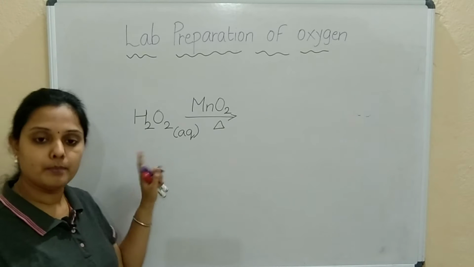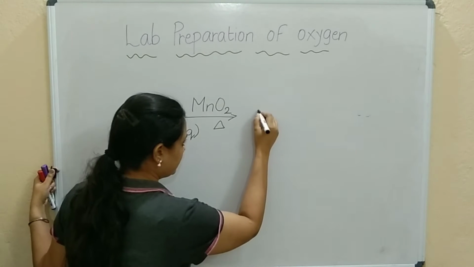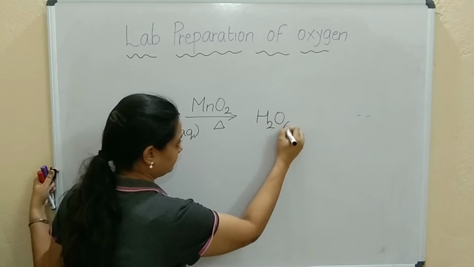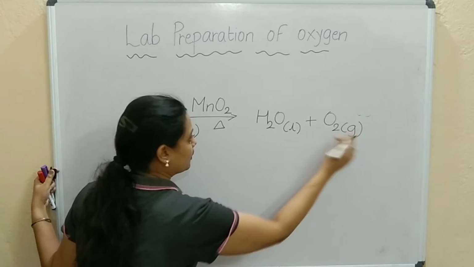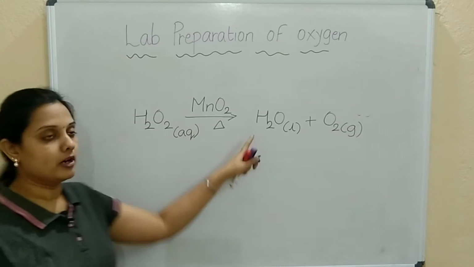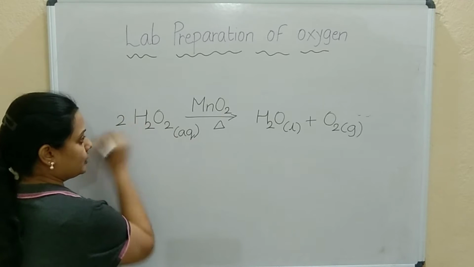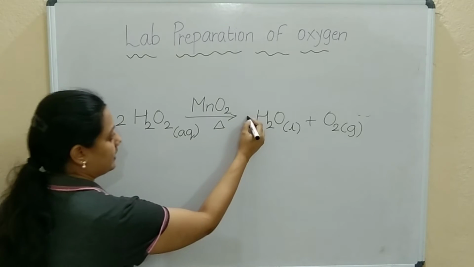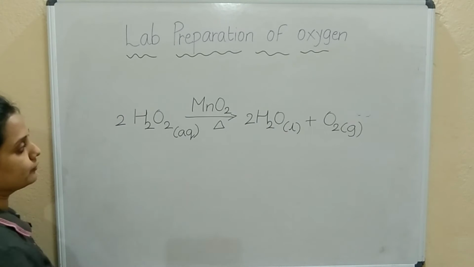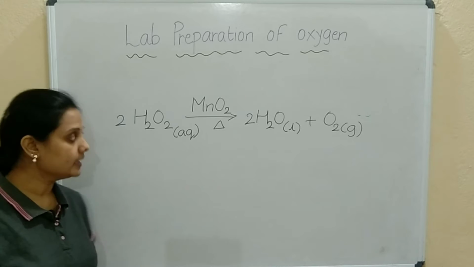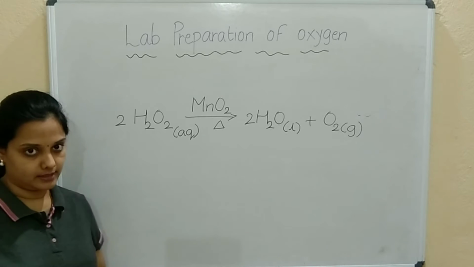Thermal decomposition of hydrogen peroxide produces water and O2 gas. O2 is in the gas form, water in the liquid form. Balancing the equation, I will write 2 here and 2 here. So 2 twos are 4 oxygen, and 4 hydrogen, balanced. So these are the lab preparations of dioxygen.